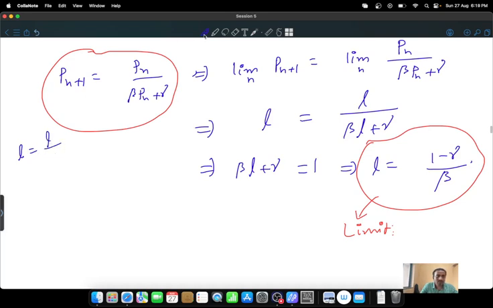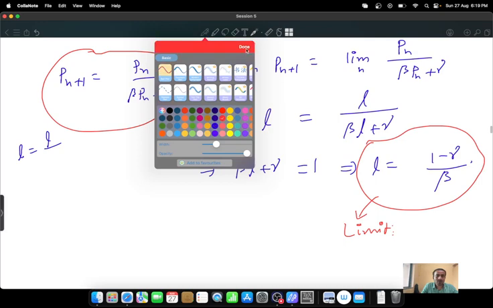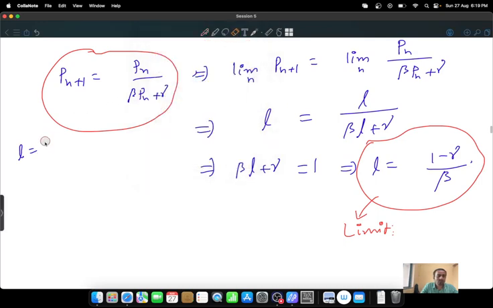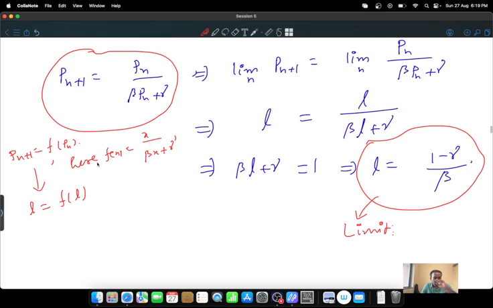Here in general, if you take a sequence in this form, let me write it in general. Suppose Pn plus 1 equals f of Pn, for some function. Here the function is f of x equals x by beta x plus gamma, right? If you put x as Pn, then you get this. In general, you try to solve this equation, f of L equals L, where f is a continuous function. You don't know continuity at this moment, but later you will see.